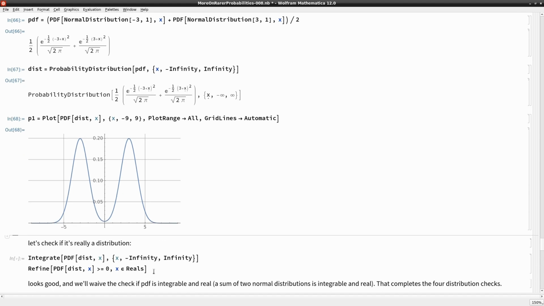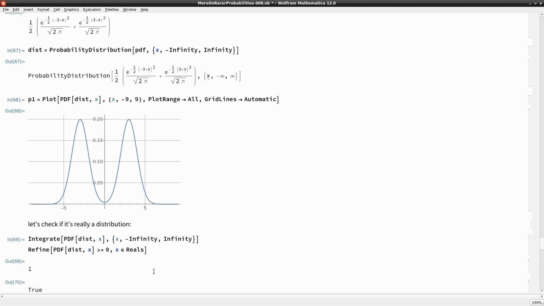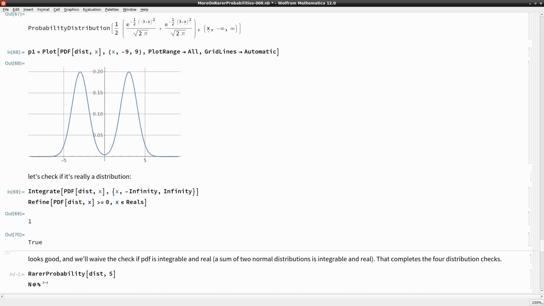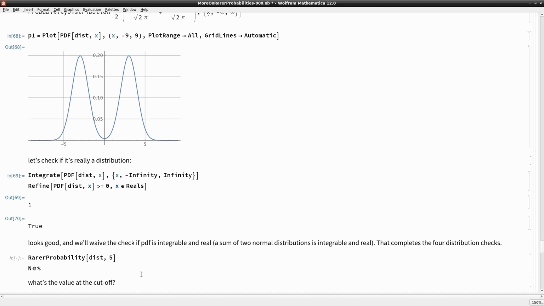To be proper, we now have to use the 4 checks to see if it's really a distribution. So the integral from -infinity to infinity has to be 1. It has to be larger or equal to 0 at all times. And that looks good, and we'll waive the check if the function is integrable and real. Well, as the sum of two normal distributions, it's definitely integrable and it's definitely real. So that completes the 4 checks we have to use on distributions.